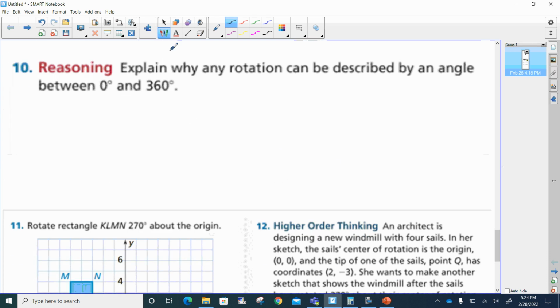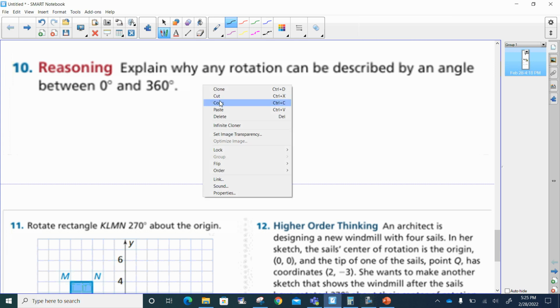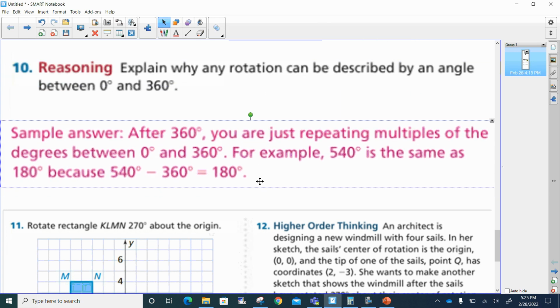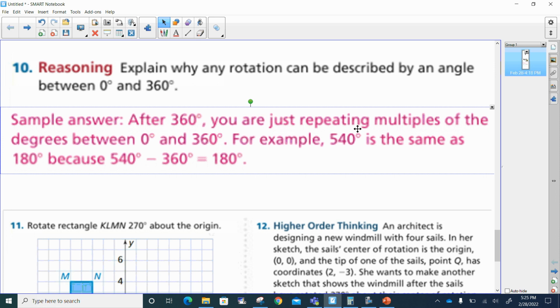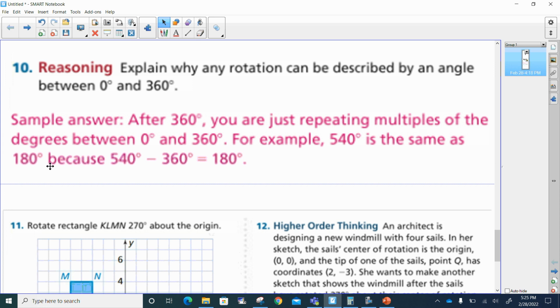All right, let's go ahead and go to, let's see, that was number 8, that means I have number 10. Explain how any rotation can be described by an angle between 0 and 360. And I'm sorry for being a little lazy here, but instead of typing all this, I'm just pasting the definition. After 360 degrees, you are just repeating multiples of degrees between 0 and 360. For example, 540 degrees is the same as 180 because 540 minus 360 equals 180. Okay, so this is a sample answer.